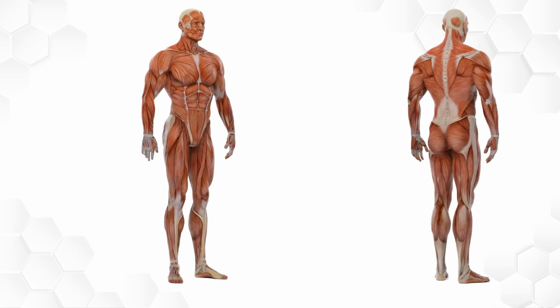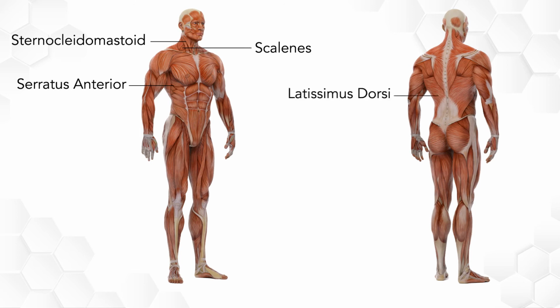These are the main muscles involved in breathing, but there are some accessory muscles that have other primary roles in the body, but also have a part to play in breathing. The sternocleidomastoid elevates the sternum during inhalation. The scalenes, serratus anterior, and latissimus dorsi all help elevate the rib cage. The pectoralis major and minor help pull the ribs outwards.